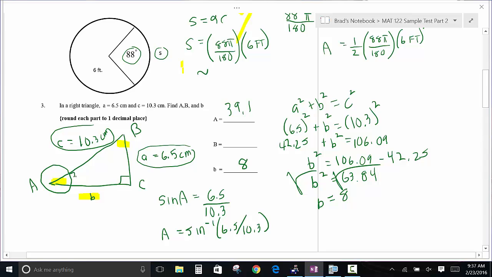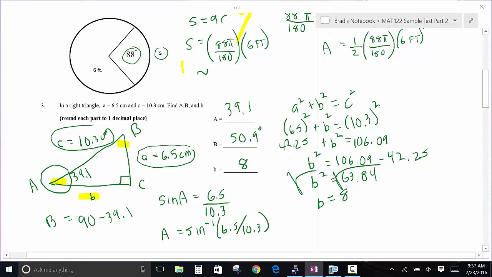Right, so we got that. And then how do you find angle B? Just subtract from 90. So 90 minus 39.1 would give the final answer of that problem. Okay, so that's going to be 50.9 degrees, and that closes off the problem.